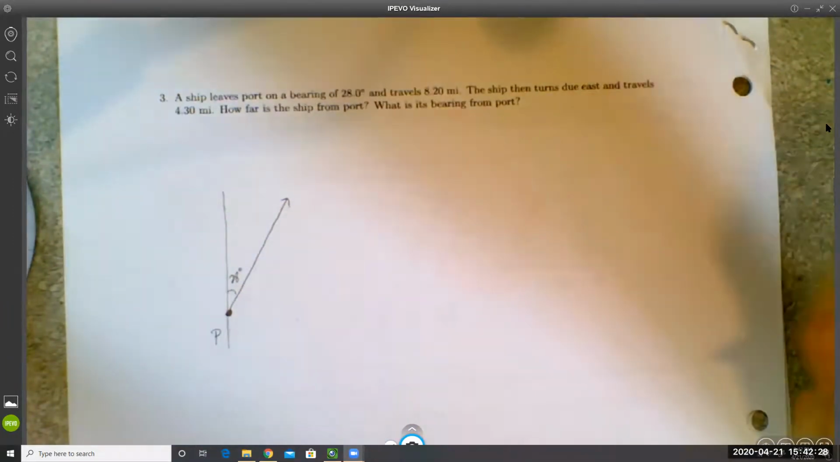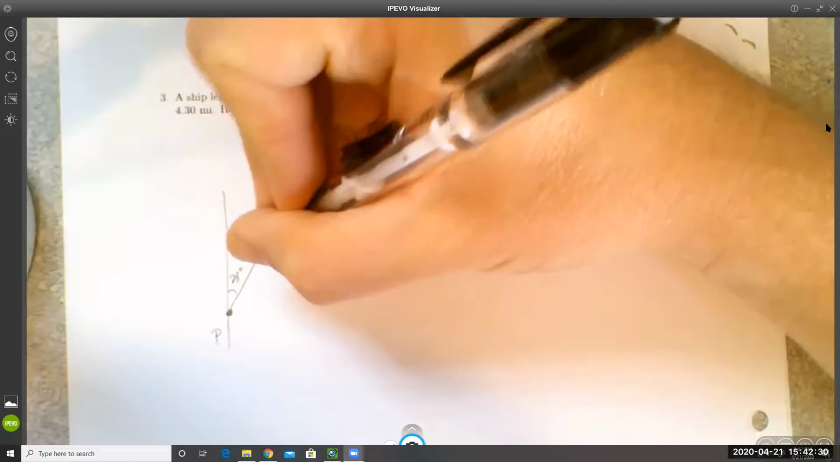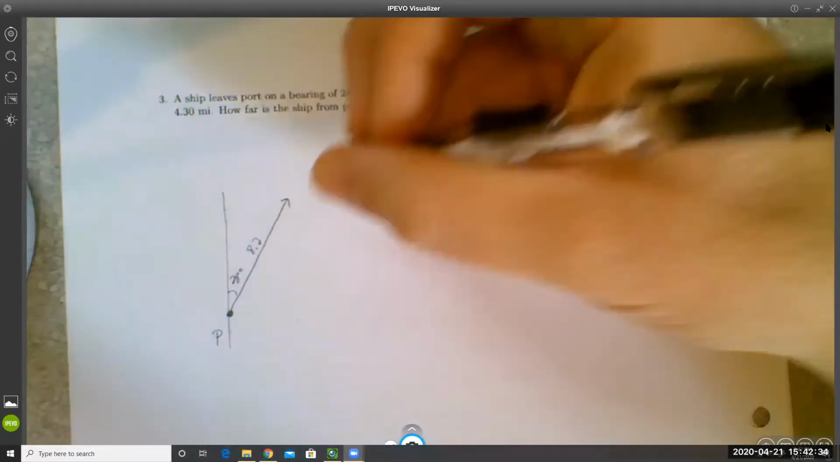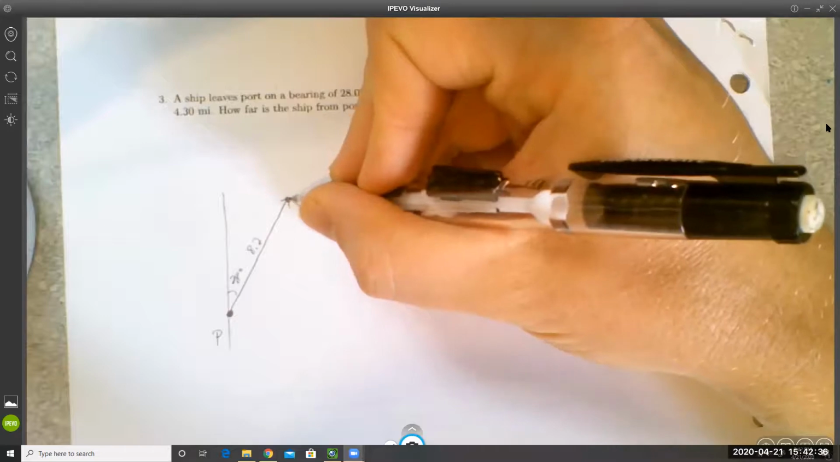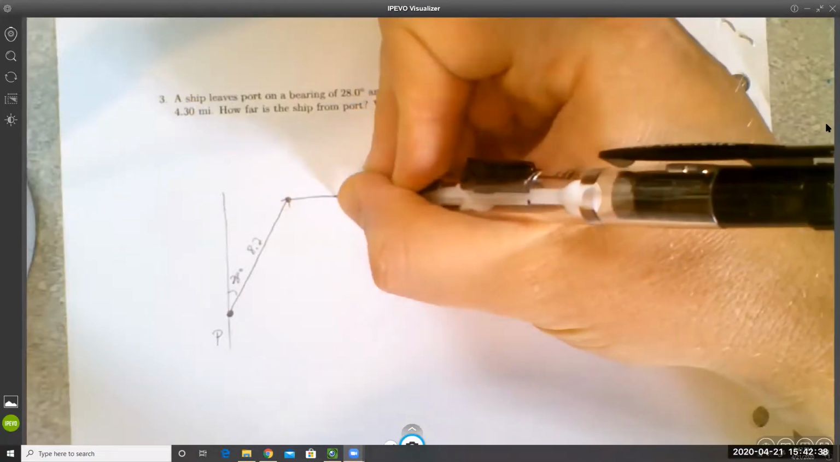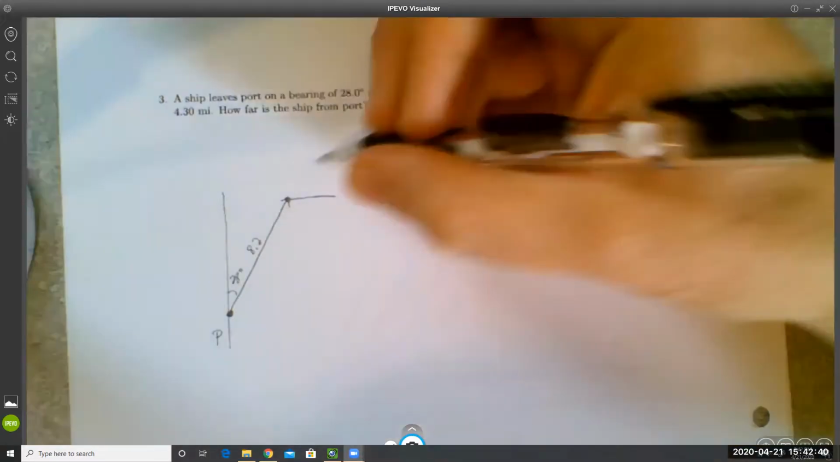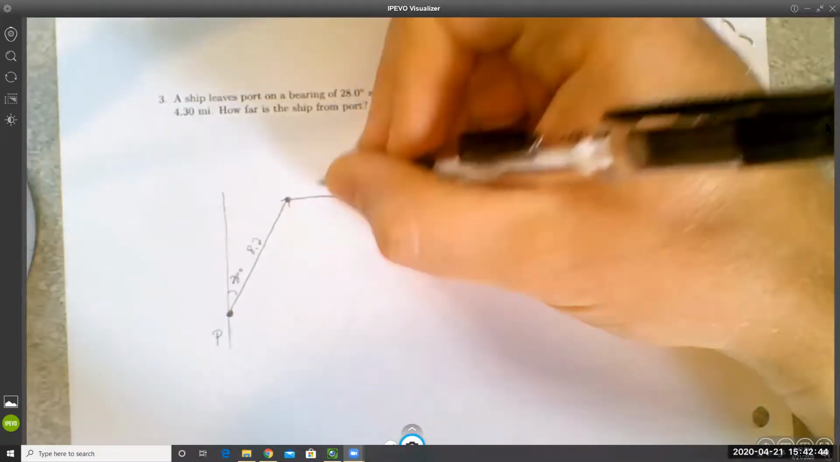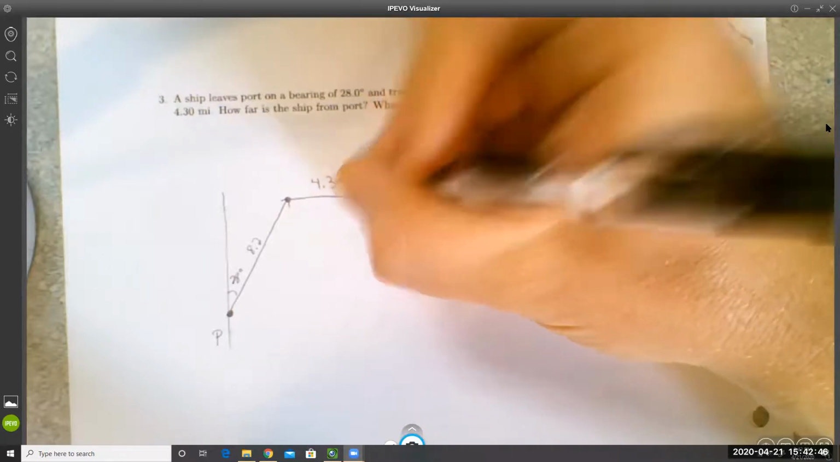And it does that for a while, right? Does that for 8.2 miles. And then it turns due east. So it goes due east for how far? 4.3 miles, so about half as long. So 4.3 miles.